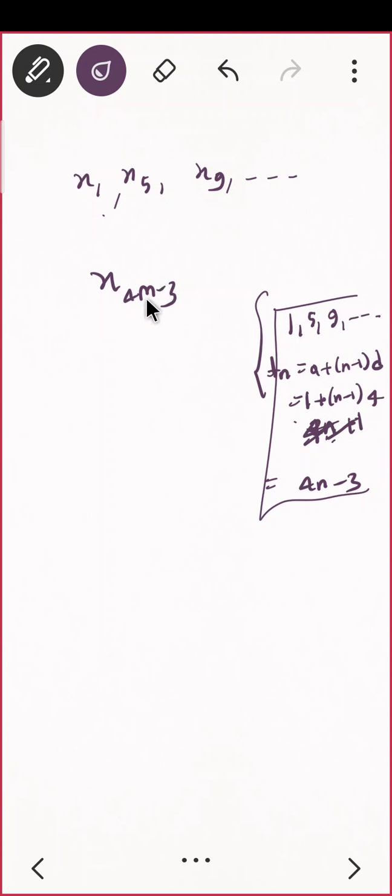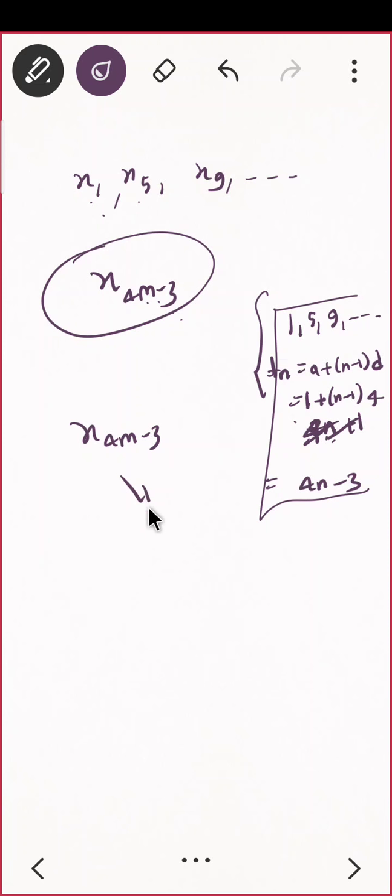If you put m equal to 1, you are having x1. M equal to 2, then it is 8 minus 3, that is 5. M equal to 3, 12 minus 3, that is 9. Yeah, so this is working. So this is one of the subsequences, x4m minus 3. This converges to whom? 1 comma minus 1, correct?